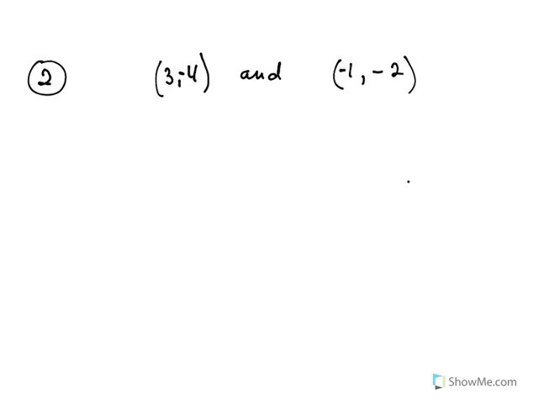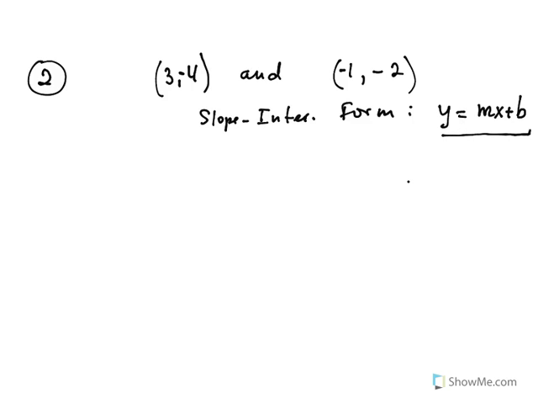Now we want to write our equation in slope-intercept form. And the slope-intercept form says y equals mx plus b. So you're looking at this form and you ask yourself, what do I need to find? Well, I need to find the slope because I don't have that. And I need to find my b, which shows me where my graph crosses the y-axis.